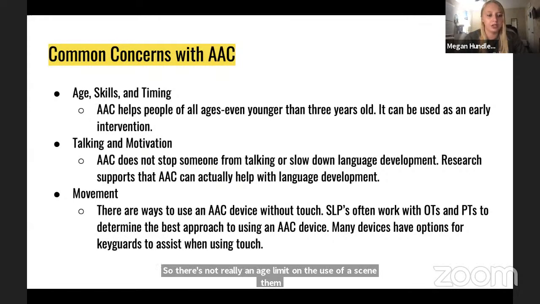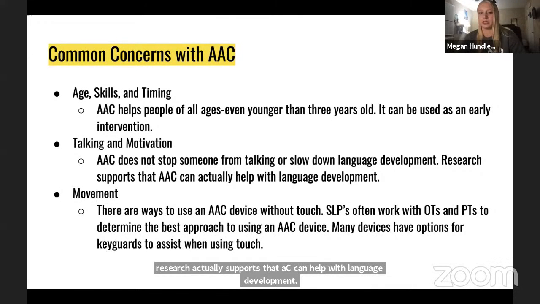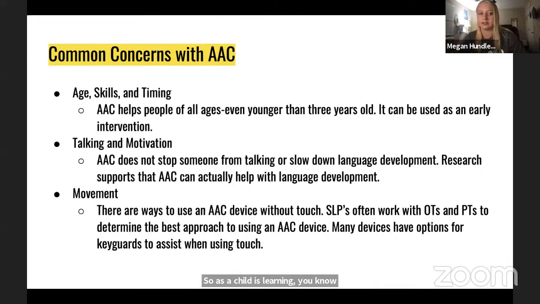And then talking and motivation is also often a common concern. AAC does not stop someone from learning to use their voice or slow down language development. Recent research actually supports that AAC can help with language development. As a child is learning to use this AAC device, it's really giving them a jump with their language and helping them formulate all those connections.